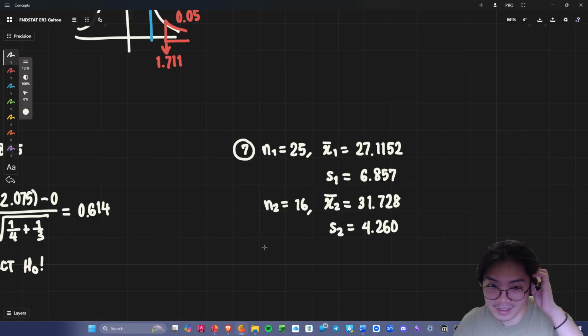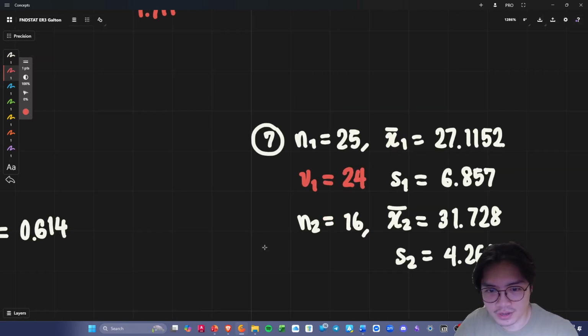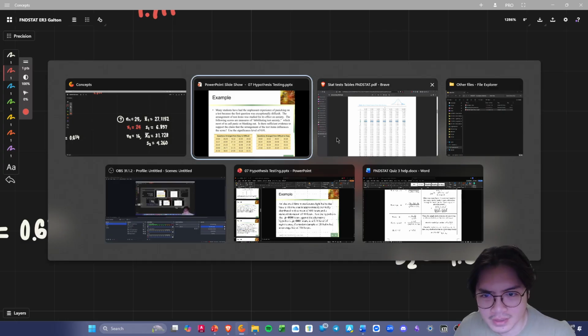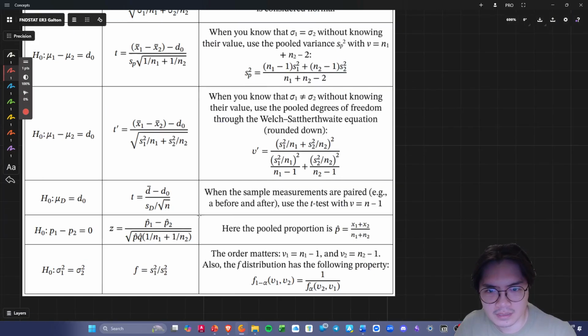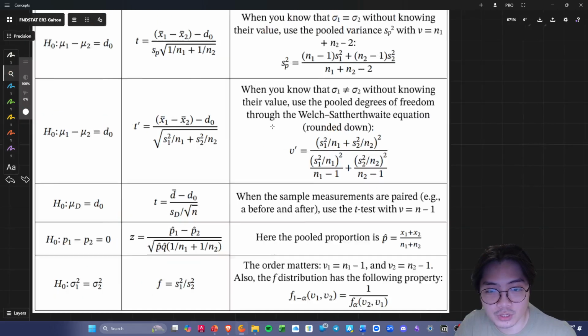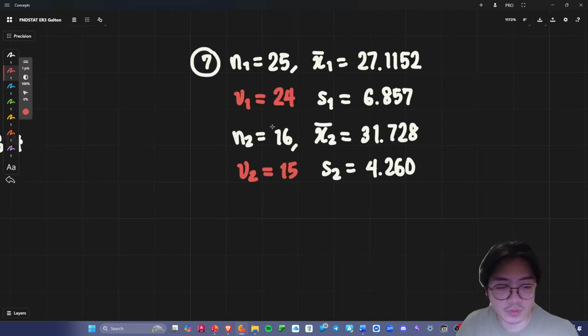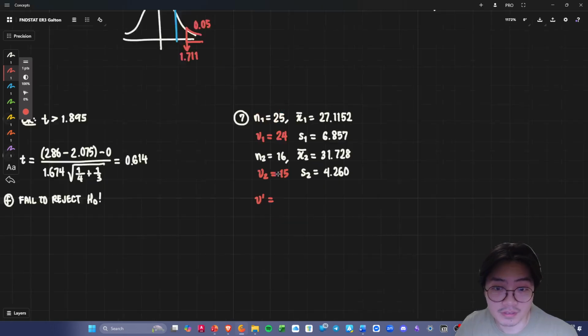So that's why I can't say that these two are supposed to have the same standard deviation. That's why we're going to have to compute based on the Welch-Satterthwaite equation. Yep, Welch-Satterthwaite. Fun fact, Welch is the same person who did the t-test. That's cool. 16 minus 1 is 15. So what we will have now is our pooled degrees of freedom, which is going to be a gigantic thing.